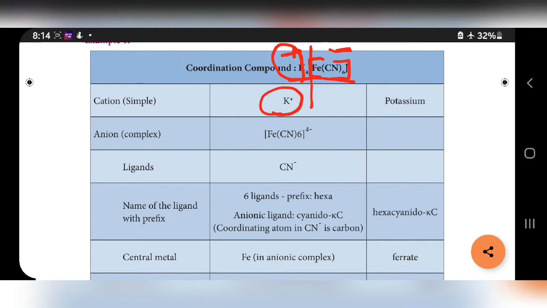So the complex anion is [Fe(CN)6]4-, because totally how many potassium are there? 4 potassium. For each potassium single positive charge, means totally 4 positive charge. For balancing, it should contain 4 negative, so only the square bracket has 4 minus charge.